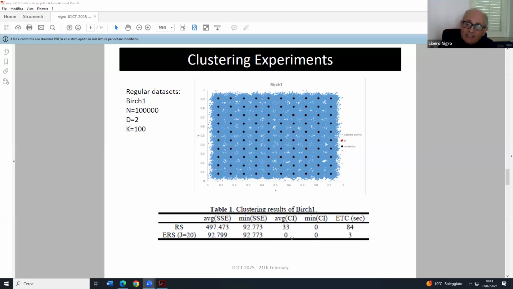Now, to understand what the average value means, you must think that the centroid index indicates how many centroids we get wrong in predicting. So on average, 33 centroids are wrongly predicted. 33 over 100 are improperly detected by standard random swap. But in our case, on average, we make 0 mistakes.